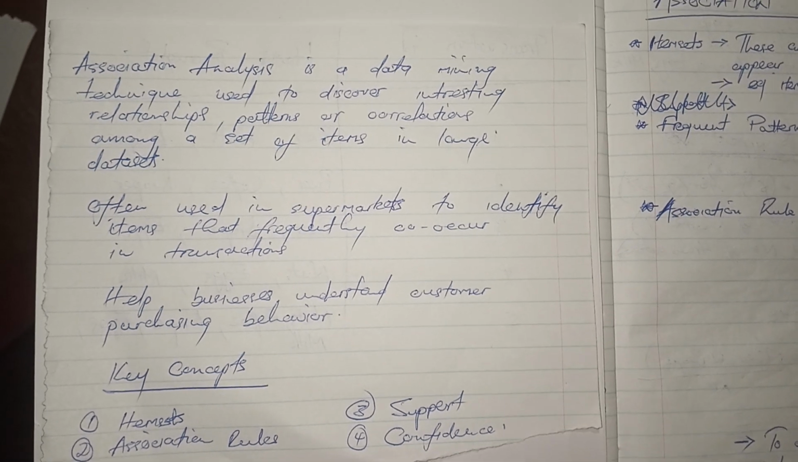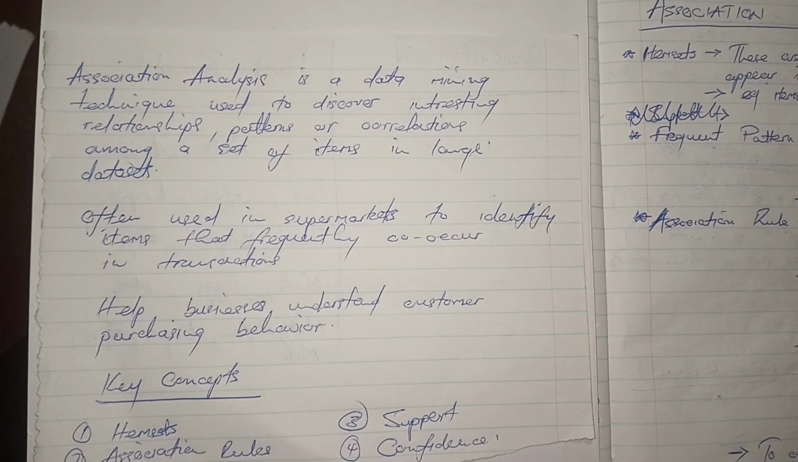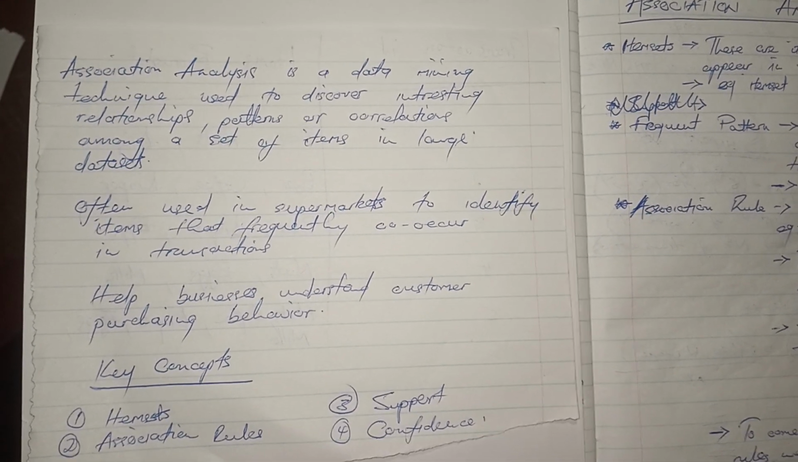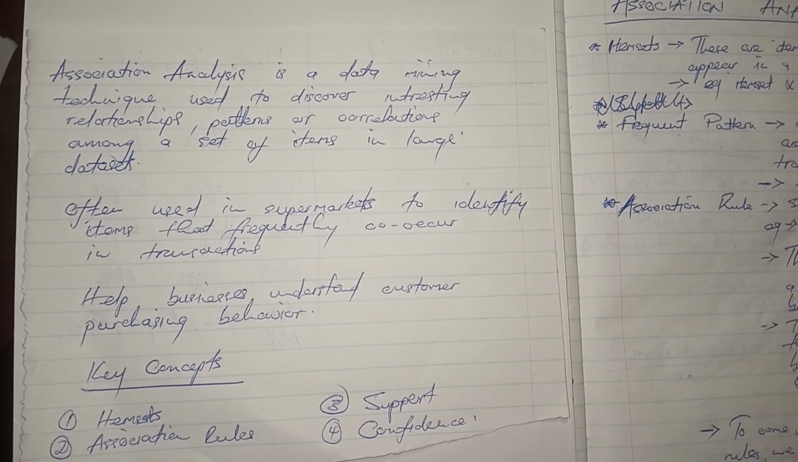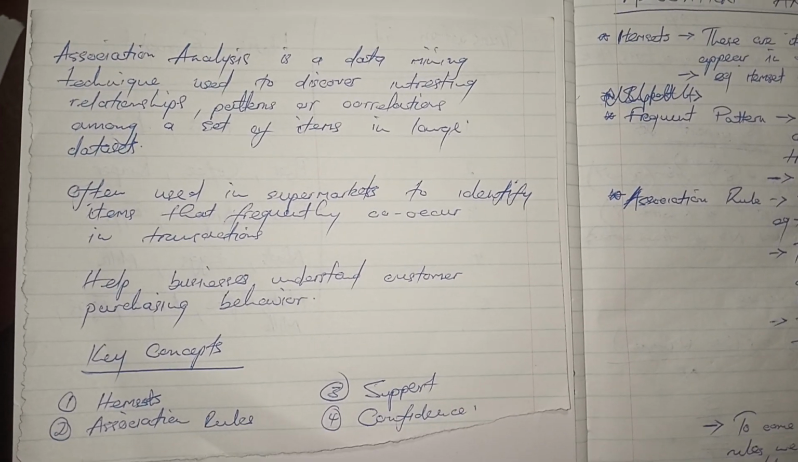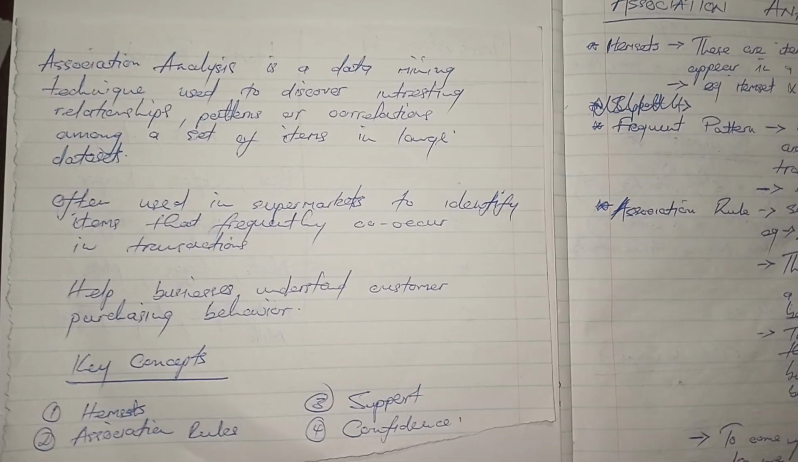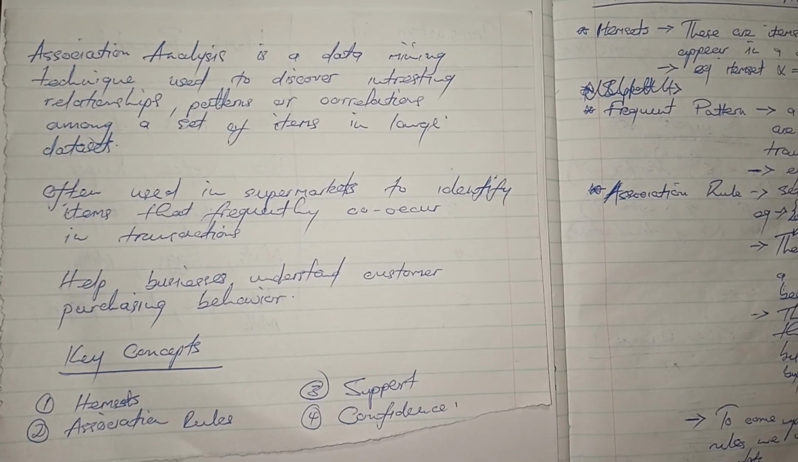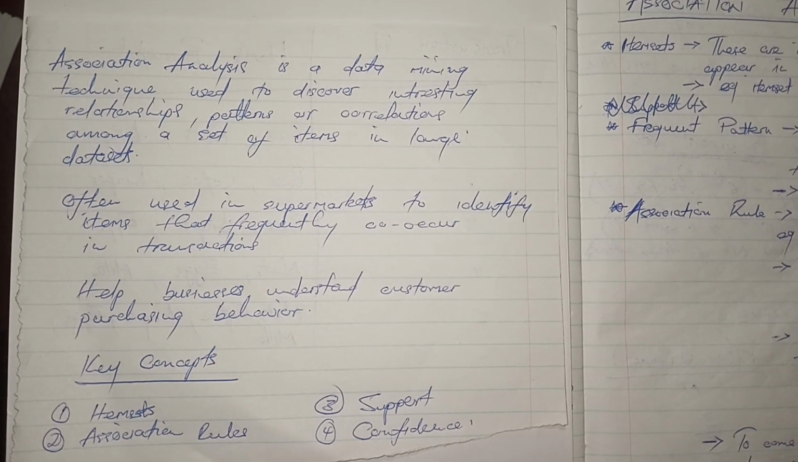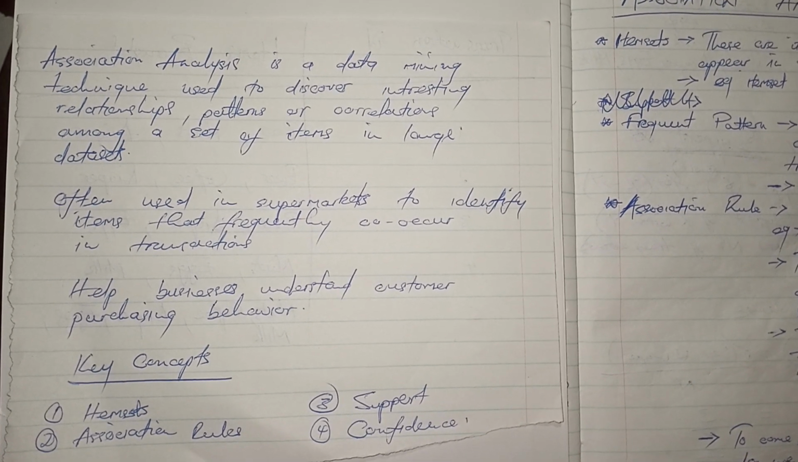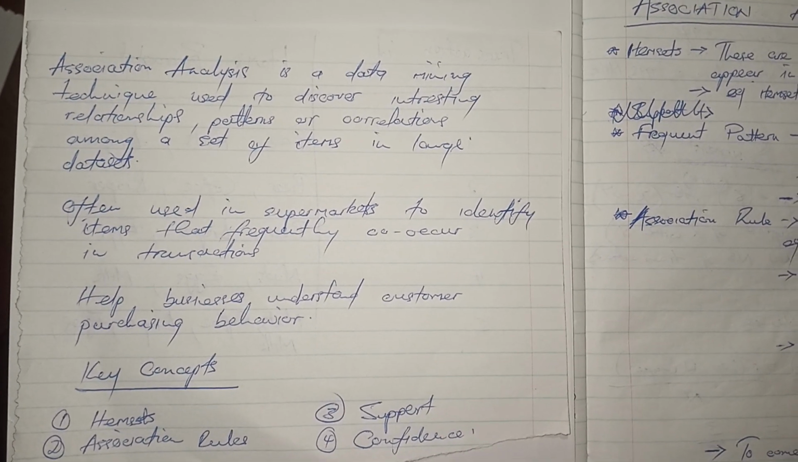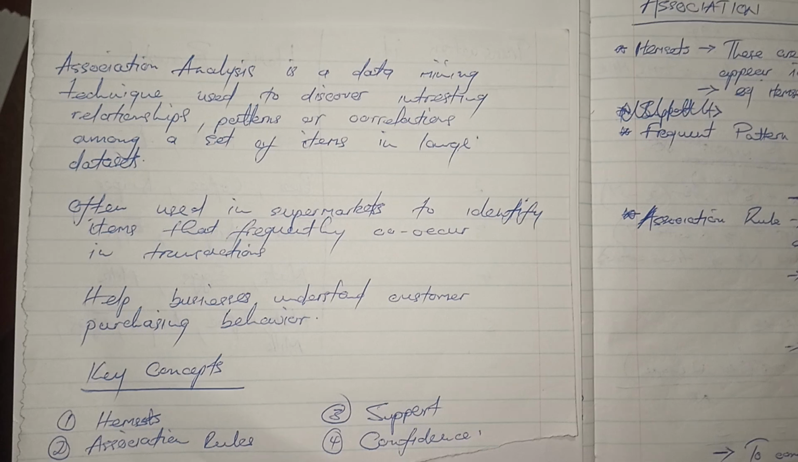Association analysis is a data mining technique that is used to discover interesting relationships, patterns, or correlations among a set of items in a large data set. They are often used in supermarkets. Association analysis helps us to identify the customer's purchasing behavior.